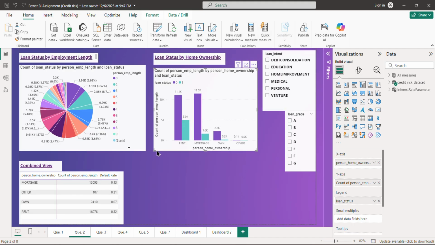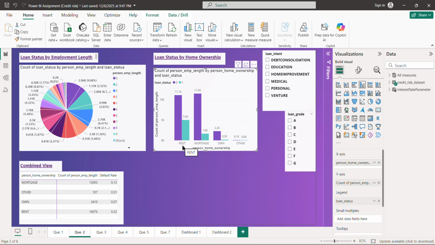Okay, the next chart is loan status by home ownership. In this you can see the 0 loan status represents non-default and 1 is default. Default is where the borrower did not pay the loan. 1 is where the borrower did not pay their loan, and 0 is where the borrower paid.